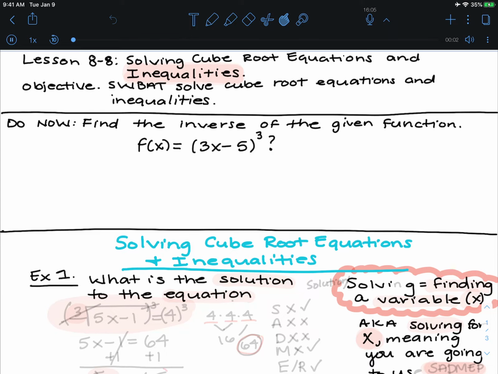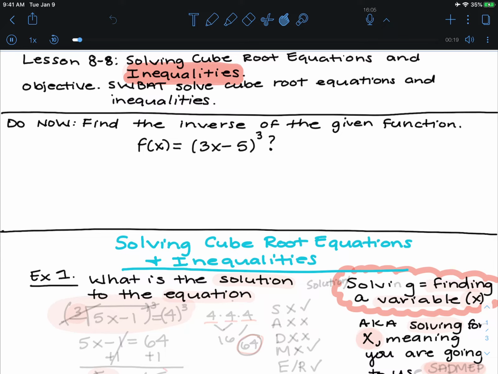Okay guys, so today we have lesson 7-8 where we are going to be solving cube root equations and inequalities. This part, the inequalities part, we're actually not going to be looking at today just because of time. I want to make sure that I keep these videos 10 to 15 minutes long and not overwhelm you with the information that I'm giving you.